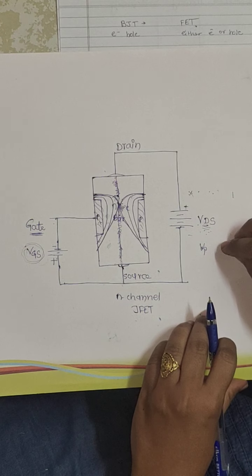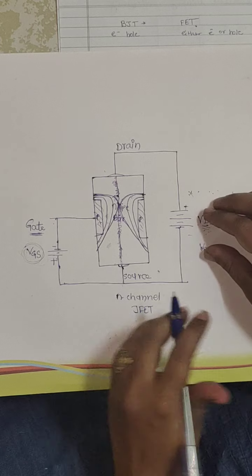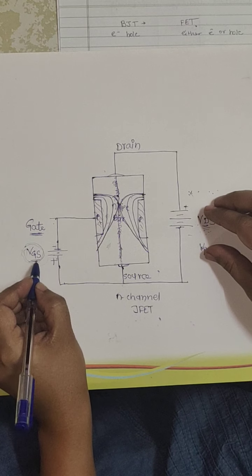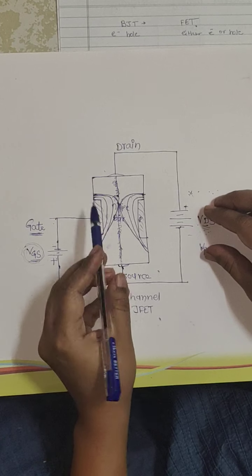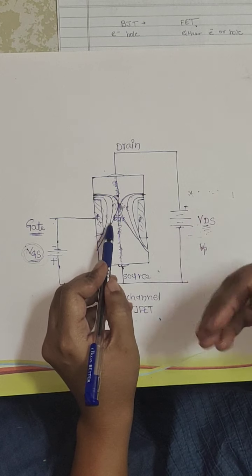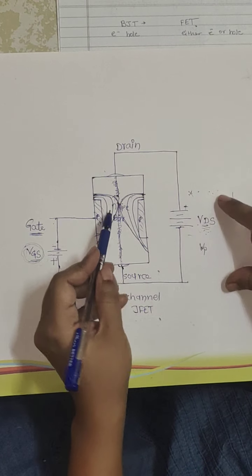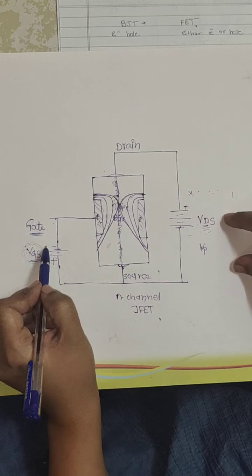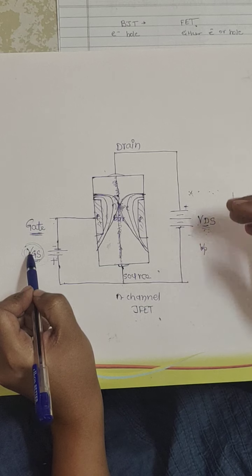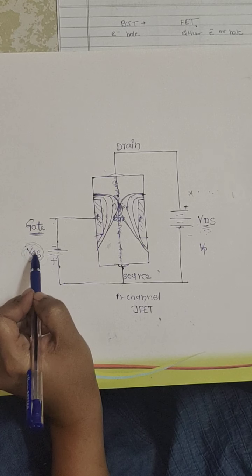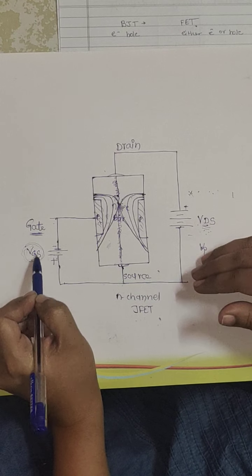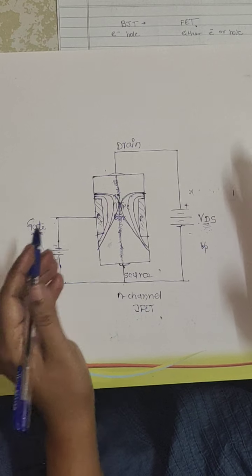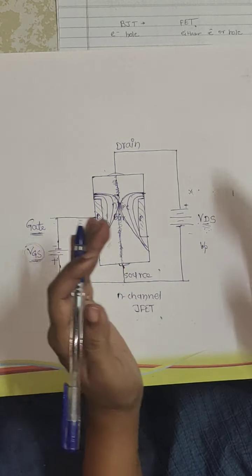Now we will consider what happens if we apply this VGS voltage. Due to this VGS voltage, this PN junction will become more and more reverse biased, and pinch off will occur. Even in the absence of the gate voltage, pinch off will occur at some point, but if we apply the VGS voltage, pinch off, meaning the channel getting blocked, will occur earlier.